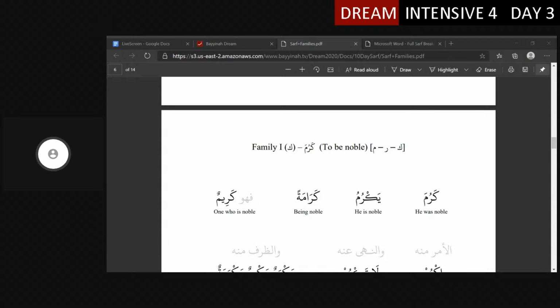Why are the masdars nasab? That's just how we do it when we memorize the chart. It can be rafa' or jar as well, but that's just how we do it in the sarf chart.